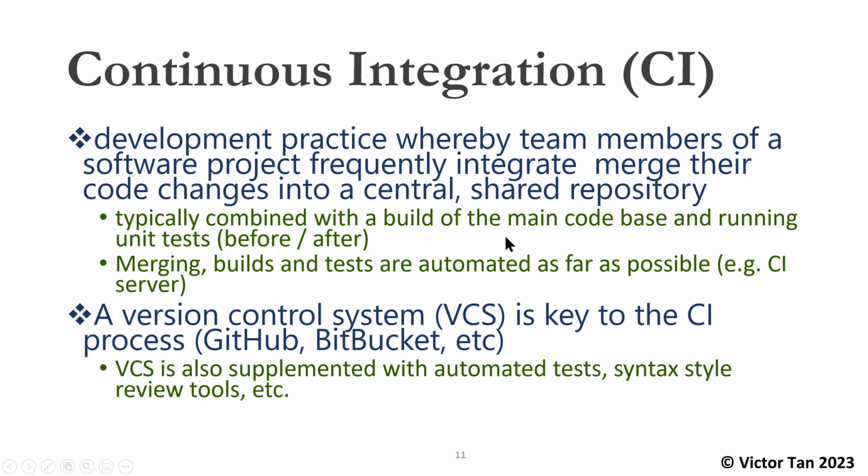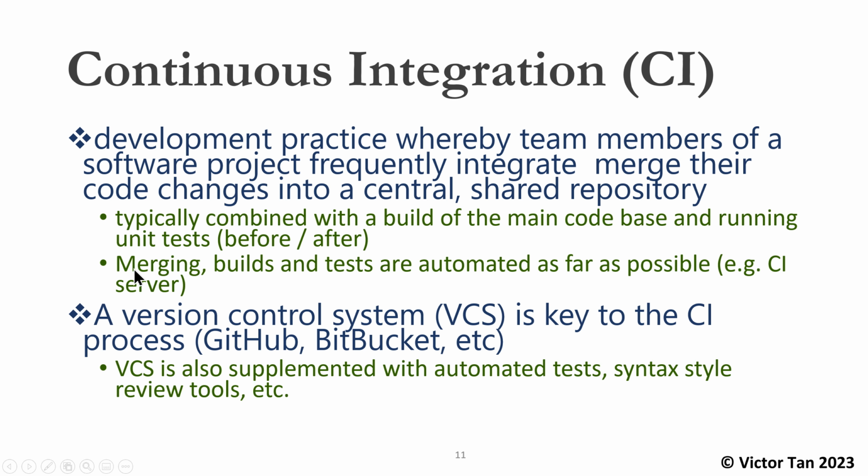Okay, so once they merge their code changes back into the central shared repository, there will be a build of the main code base. Build means compilation. Build is the technical term for compilation. So when you compile your source code to get your executable code, that's called a build. Okay, so you're going to build the main code base, and after that you're going to run some tests to check that there are no errors in the latest code changes. So typically you are going to run unit tests, although you can also run more advanced tests. We'll talk about testing later.